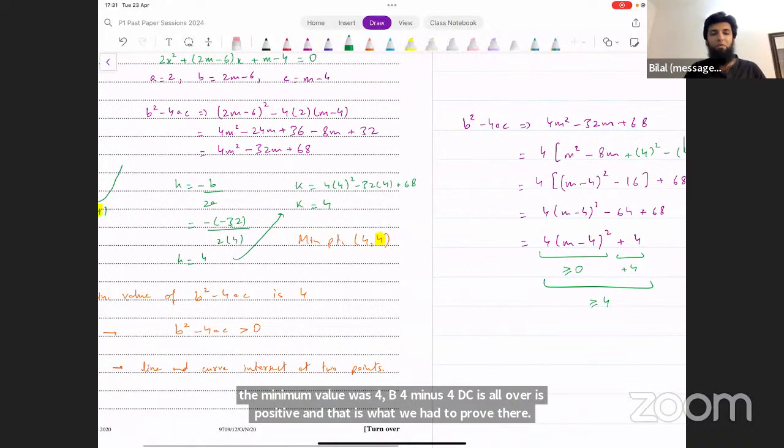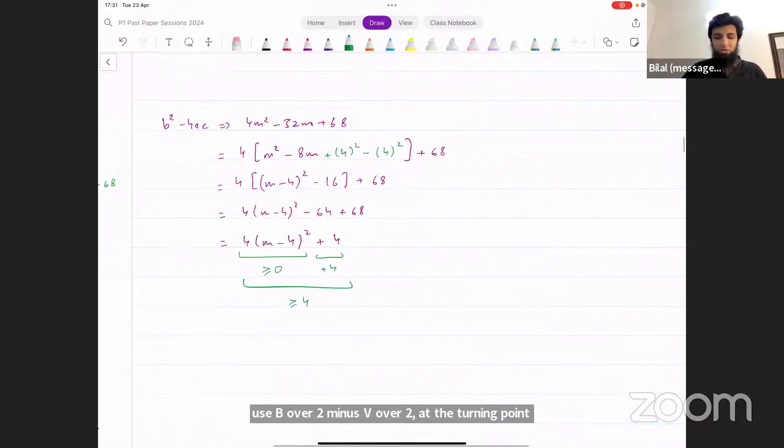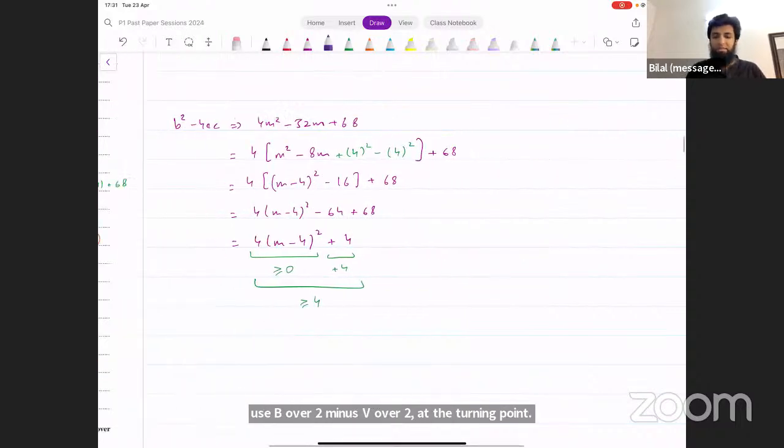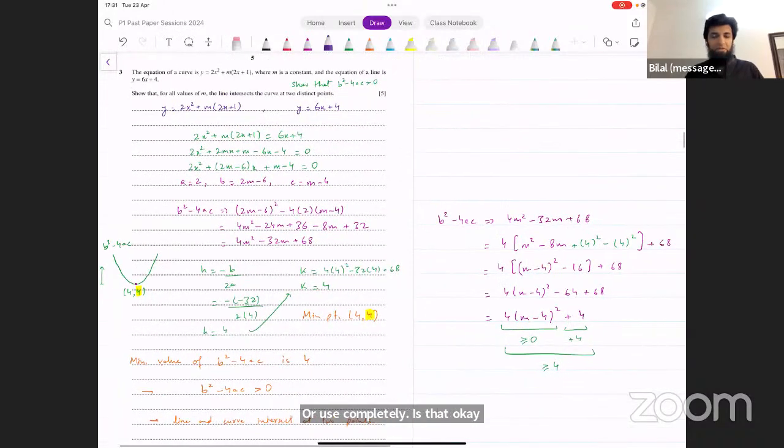You could either use minus b over 2a to figure out the turning point, or use completing the square. Is that okay? Any questions on this? No problems?